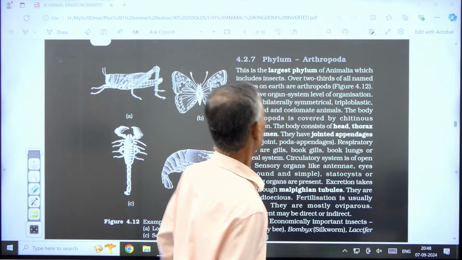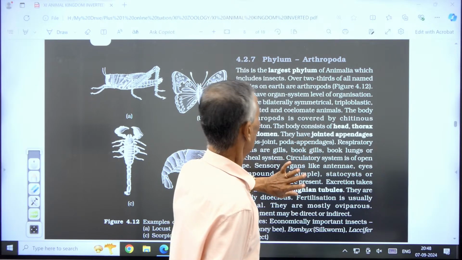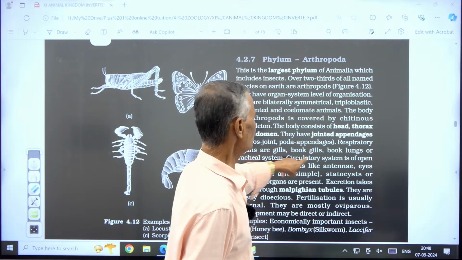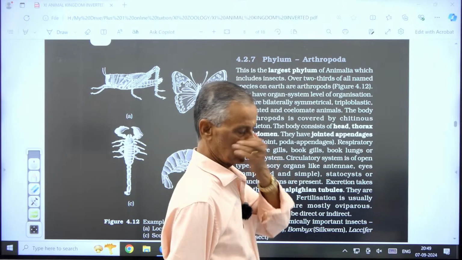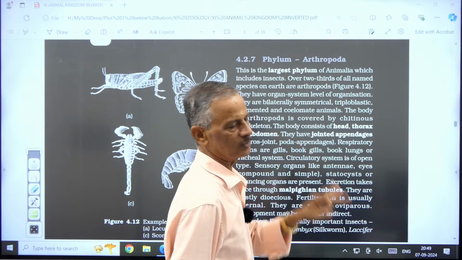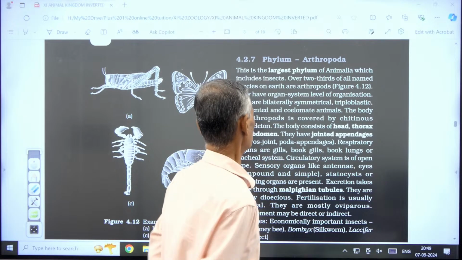Remember, they have jointed appendages. That is why it is called arthropods. Respiratory organs are gills, book lungs or tracheal system. Now you understand. നമ്മുടെ ബുക്കിൽ ഇത്ര പറഞ്ഞിട്ടുള്ളൂ, ഇത്രയൊക്കെ ഓർഗൻസ് ഉണ്ട് എന്ന്. ആർക്കാണ് ഏത് ഓർഗൻസ് ആണ് ഉള്ളതെന്ന് കൃത്യമായിട്ട് ഞാൻ ആ ചാർട്ടിൽ പറഞ്ഞു തന്നിട്ടുണ്ട്.